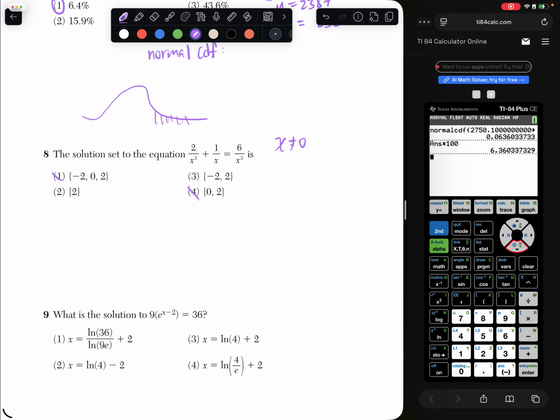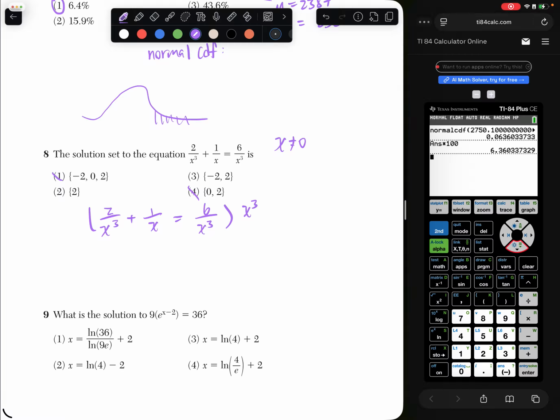Okay, I'm just gonna do this. So let me just write this down first. How I like to solve rational equations is that I'm gonna multiply everything by the least common denominator. In this case, it's easy for us to see. It's just gonna be x to the power of 3.